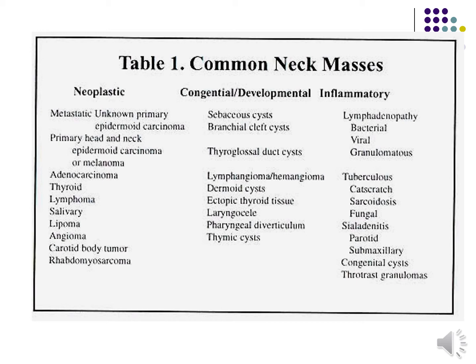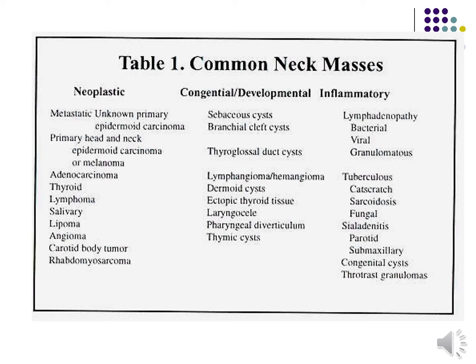Then the swellings could be congenital swellings, inflammatory swellings, or neoplastic swellings. The congenital swellings are sebaceous cyst, branchial cyst, thyroglossal cyst, lymphangioma or hemangioma, dermoid cyst, ectopic thyroid tissue, laryngocele or pharyngeal diverticulum, and thymic cyst. What are the inflammatory swellings?